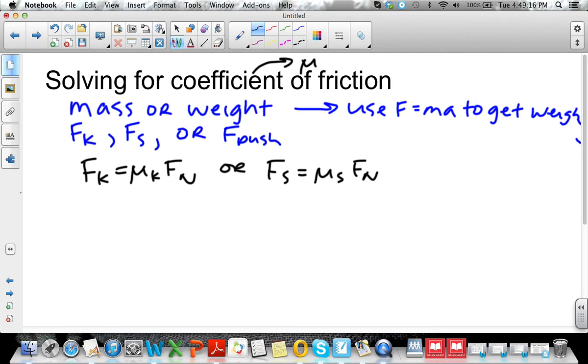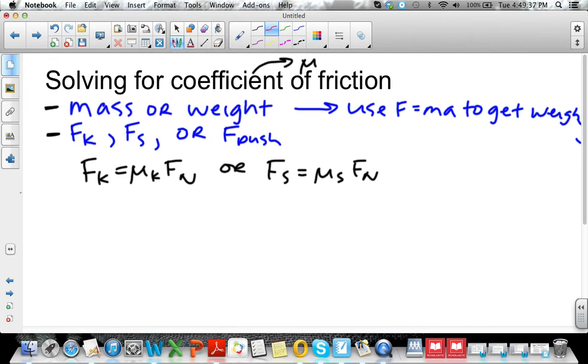So no matter what, to figure out mu, you need the friction force and you need the normal force. And to get the normal force, it's the same as the weight. So they have to give you two things, one from this first line, mass or weight, and one from the second one. So let's go through a few different cases.